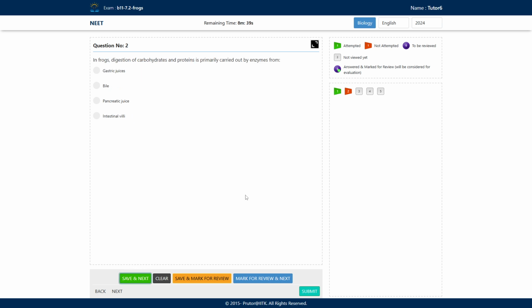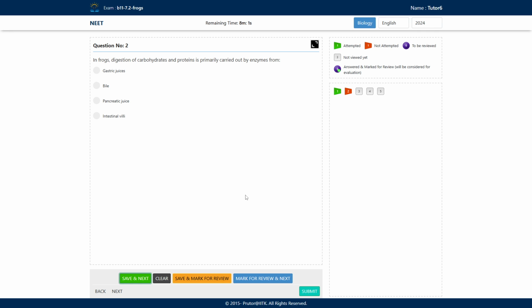Next question. In frog, digestion of carbohydrates and protein is primarily carried out by the enzyme from A. gastric juice, B. bile, C. pancreatic juice, and D. intestinal villi. Gastric juice is secreted in the stomach, and contains HCl, mucus, and an enzyme, pepsinogen, that gets converted into pepsin through HCl, right?